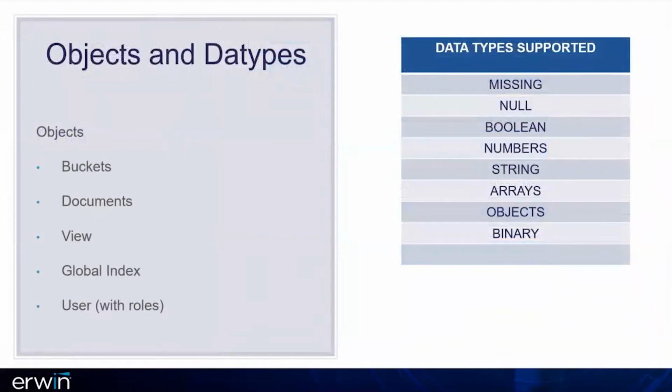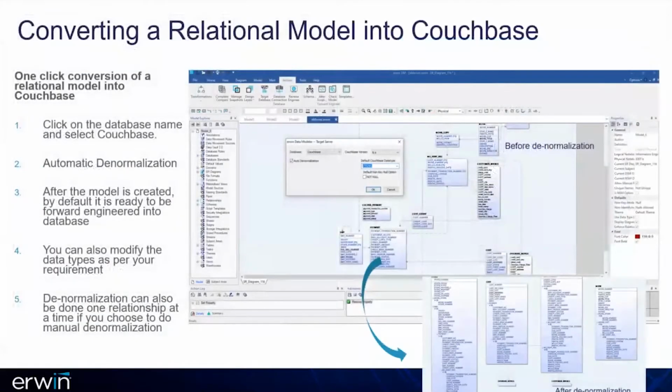So these are the different objects of Couchbase that we support. We support bucket, documents, view, indexes, users, and all the data types that Couchbase has provided support for in their database. The first thing that we'll talk about is how easy it is to convert a relational model into Couchbase. As you can see in the slide, you just have to open the model, select the database and convert into Couchbase, and it will automatically denormalize.